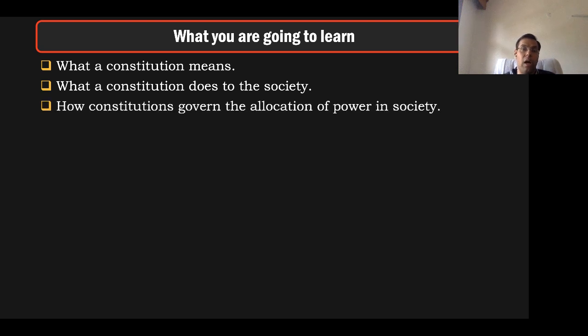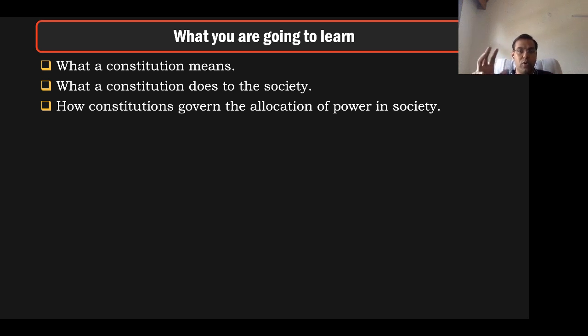Very important: how constitutions govern the allocation of power in a society. How would you make sure that the power is given in the right hands and at the right levels? If you remember, you may have studied it earlier in polity, that initially, when the constitution came in force, government was in two tiers. It was a two-tier government: central government and state government.